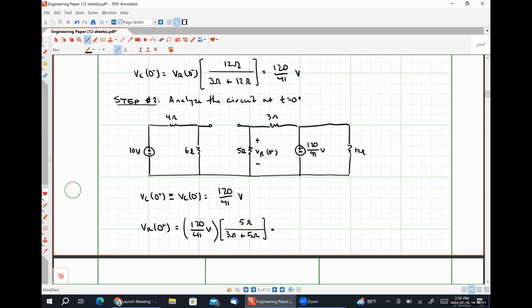I get to be 75 over 41 volts. Are we okay with that?